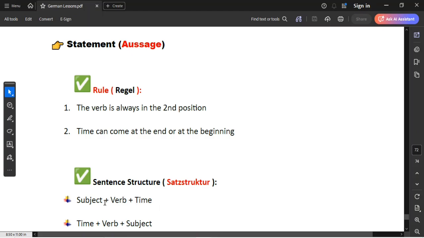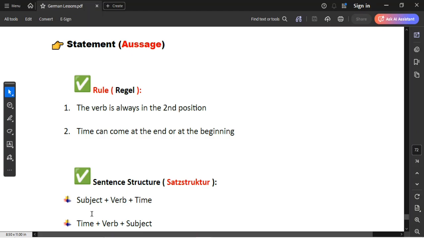Now, having looked at the Regel, I want us to look at the sentence structure. When it comes to a statement, we have subject plus verb plus time. As you can see, we are starting with the subject, then the verb. Remember the rule was that the verb is always in the second position. That's why we have the verb in the second position. Then we have time. Rule number 2 was saying that time can come at the end or at the beginning. As you can see in this sentence structure, time comes at the end, am Ende.